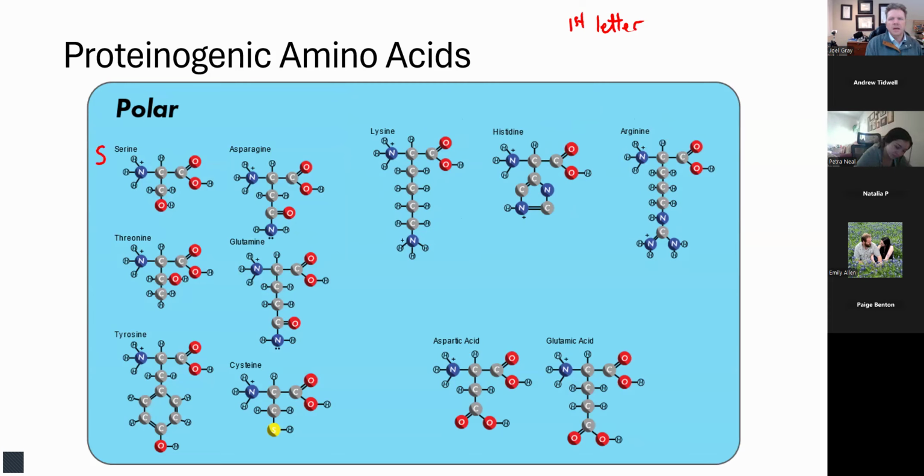Well, for serine, that got the single letter code of S. Threonine got T. Tyrosine, rats. We can't use T for that because threonine has already taken it. So then it was, okay, is there another letter that stands out within that name that we can use? And for tyrosine, we went with Y. Now, cysteine got C, aspartic acid got D, and glutamic acid got E.